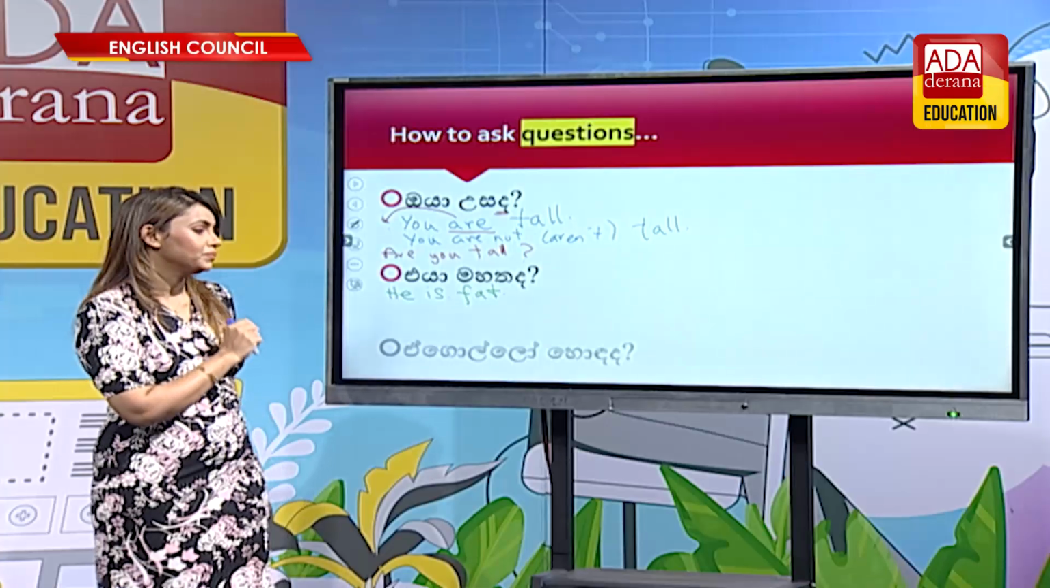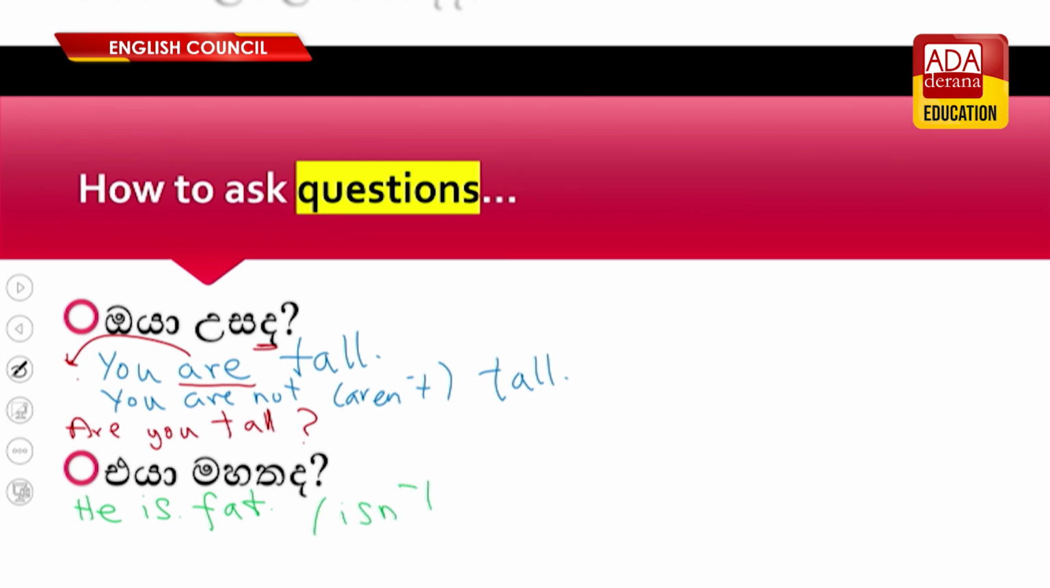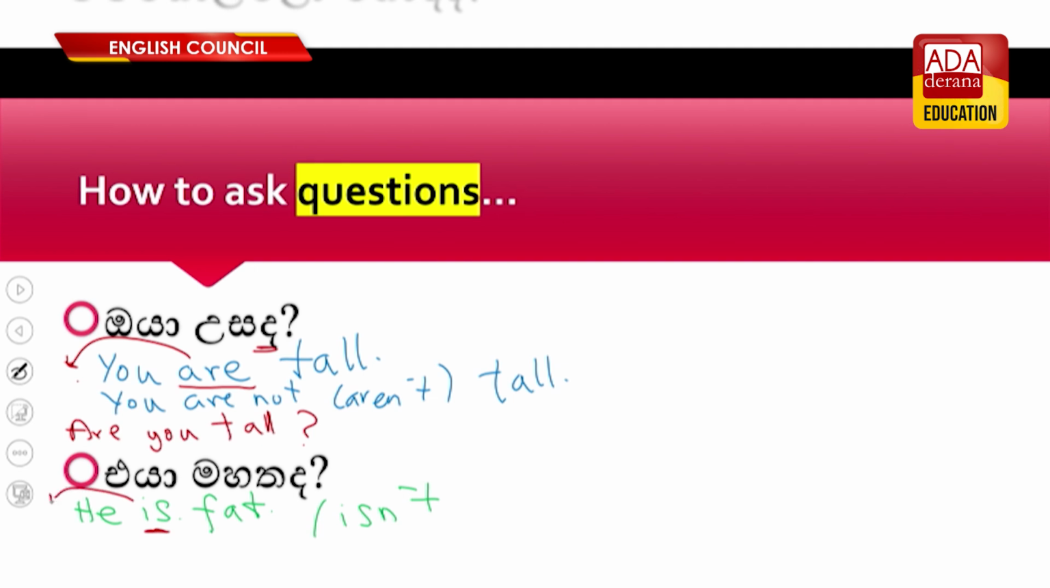Look at the screen. If it is the negative, you just put isn't or is not, right? And how to ask the question? Very easy. මේ be verb එක මොකද වෙන්නේ? ඉස්සරහට එනවා. So you ask the question, is he fat? එයා මහතද? Is he fat?